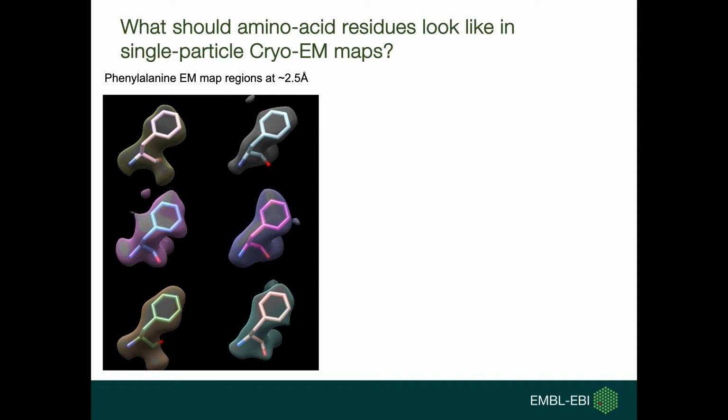Here are 6 map regions of a phenylalanine isolated from different maps at around 2.5 angstrom resolution. To which of them would it make sense to compare a map region where we suspect to have a phenylalanine? Well, none of them is optimal because they are affected by a high level of noise.